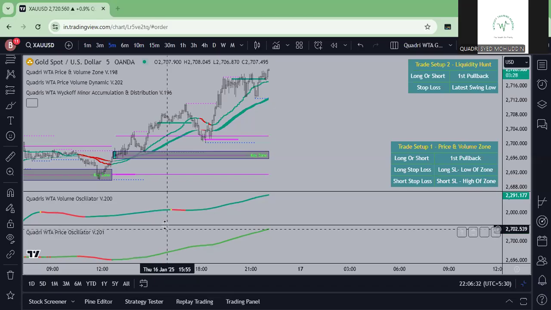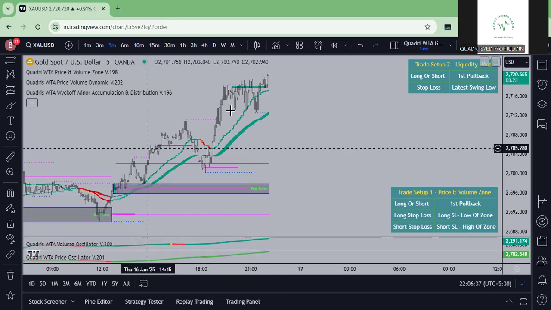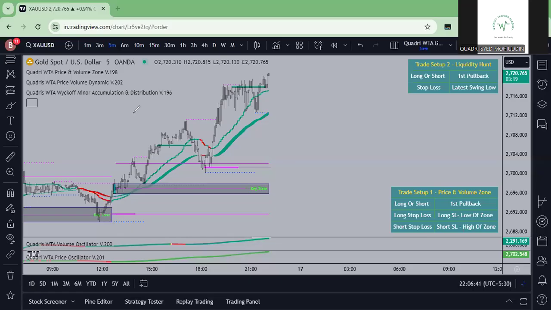Let me minimize this so that we can concentrate on versions 196, 198, and 202.